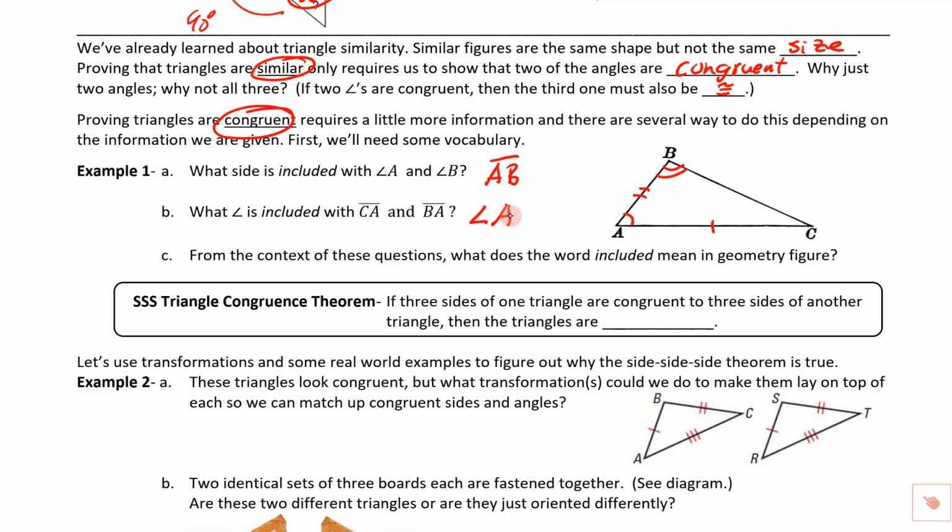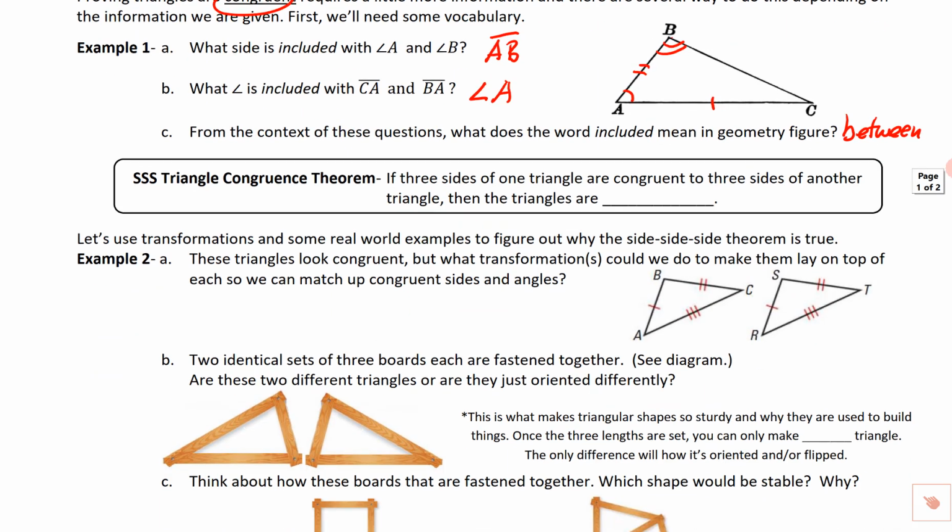Now, if you've been paying attention from the context of this problem, you should probably already know what the word included means when we're talking about this geometry figure, because I've actually used it several times already. What it actually means is between. So we could have restated each one of these a different way. What side is between angle A and angle B? What side's in between those two angles? Well, side AB. What angle is between side CA and side BA? Well, that would have to be angle A. So the word included means between.